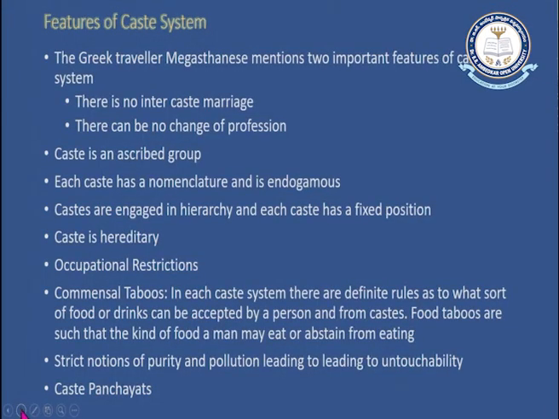Now, when we try to understand the features of the caste system, the very well known Greek traveler Megasthenes mentions two important features. First of all, there is no intercaste marriage. Second, there can be no change of profession. So probably when Megasthenes travelled to India, these were the two very unique features of the caste system.